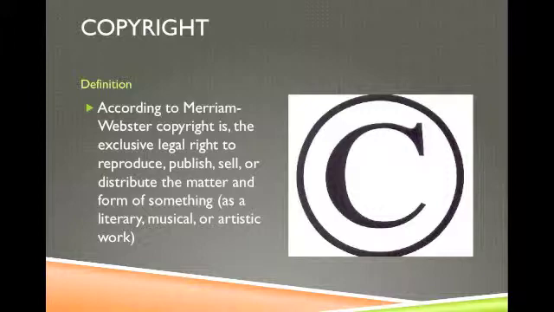Copyright, according to the Merriam-Webster Dictionary, is the exclusive legal right to reproduce, publish, sell, or distribute the matter and form of something as a literary, musical, or artistic work. So what does that mean? Copyright provides protection to the original creator of one's work and gives them the legal right to sell, publish, or distribute the work they created. In order to get something copyrighted, you must fill out documents with the United States Copyright Office.